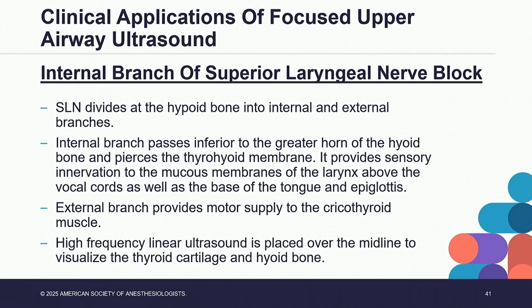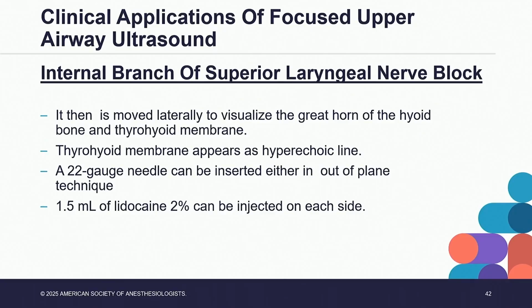A high frequency linear probe can be used. It is placed over the midline to visualize the thyroid cartilage and the hyoid bone, then moved a little bit laterally to visualize the thyrohyoid membrane. Go in with a very fine needle and inject about 1.5 to 2 mL of lidocaine, after aspiration shows there is no blood.